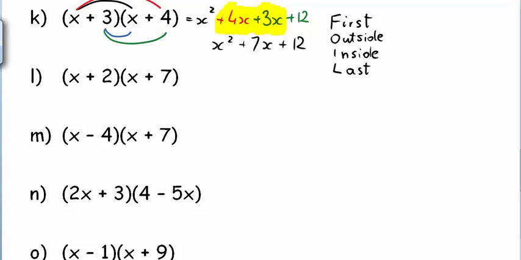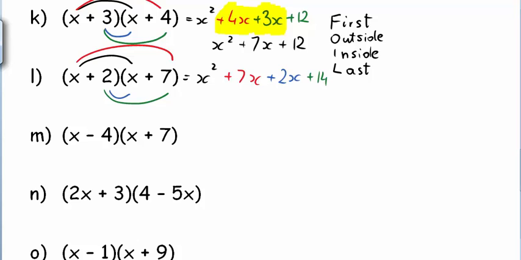Try example L yourself, following the FOIL method. So pause the video and I'll give you the solutions in 5 seconds. Okay, the solution. The first one, x times x is x squared. Outside, x times 7 is 7x. Inside, 2 times x is 2x. And last, 2 times 7 is 14.